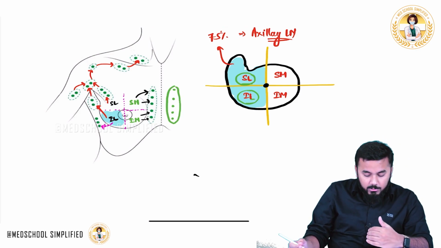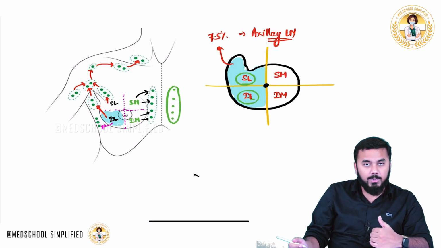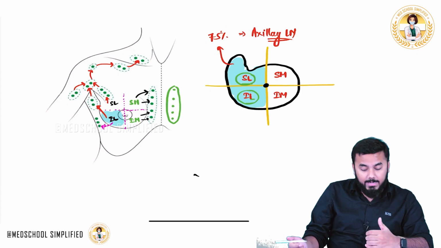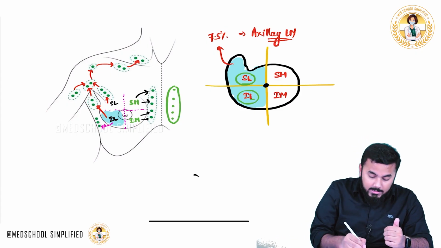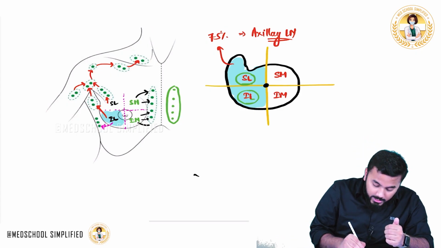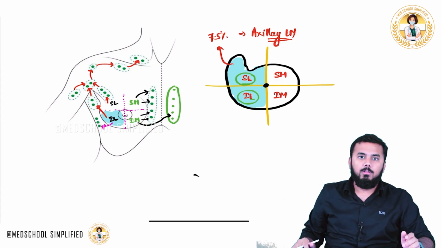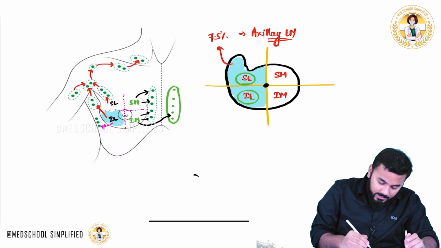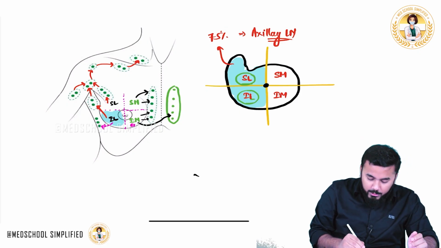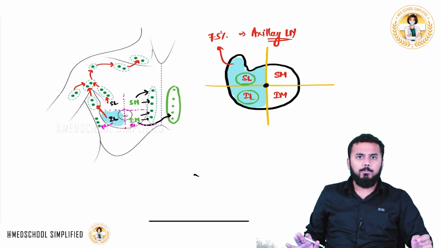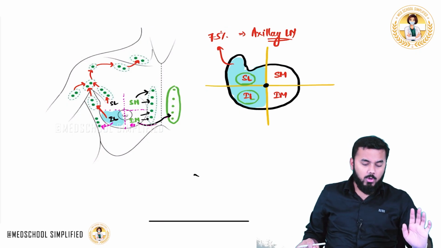And this superior medial and inferior medial, they not only drain into the internal mammary lymph nodes on the right, sometimes they also drain into the internal mammary on the left. So if there is a cancer here, if there is any kind of tumor here, the tumor can easily spread onto the left side, isn't it? Right? So I hope you understood.